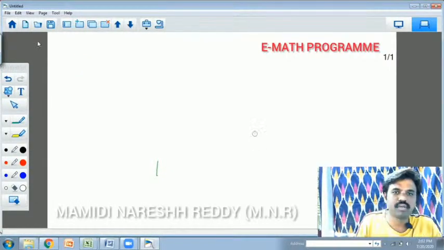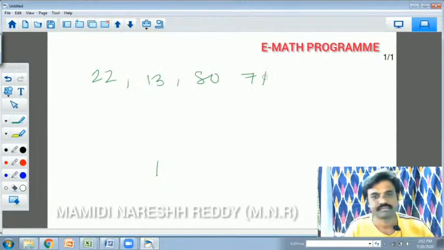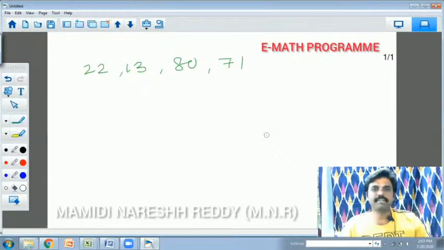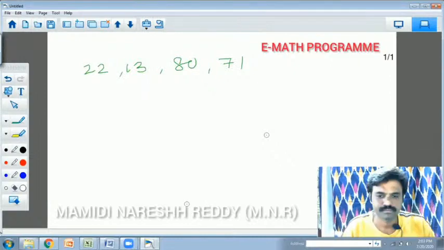Let us take the 4 numbers now. Sorry, 22, 13, 80, and 71. Now let's see the differences. Let us find the difference of each two numbers.